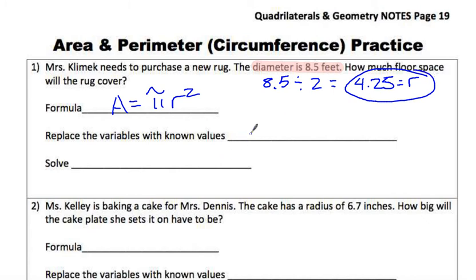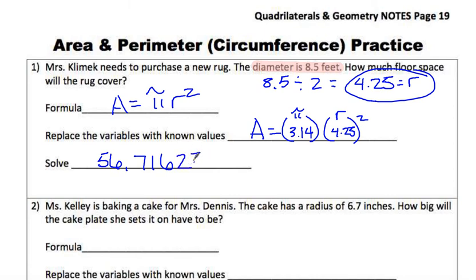So we have A equals pi r squared, pi is 3.14, r is 4.25. I would solve this exponent first, then multiply by 3.14, and you get 56.71625 feet squared. Okay, so I want you to do 2, 3, and 4 on your own. When you're ready, unpause the video.